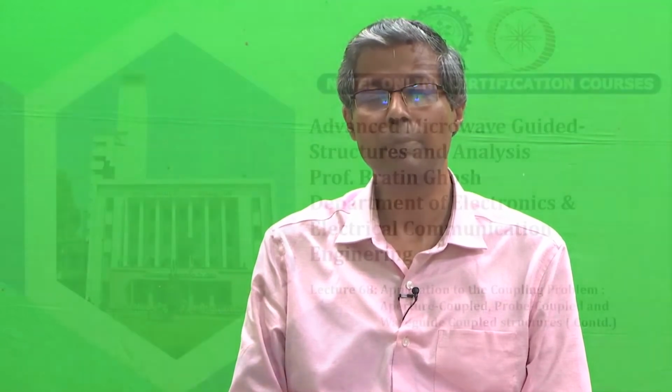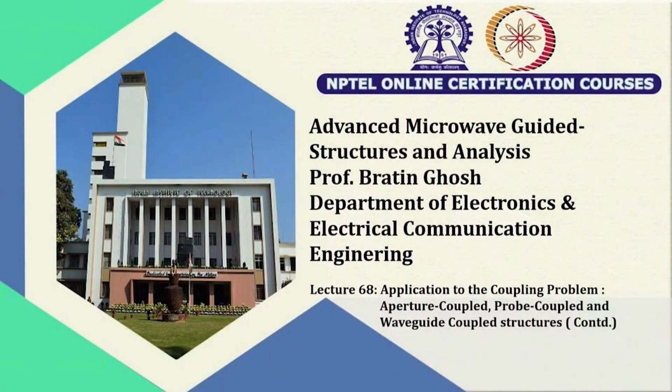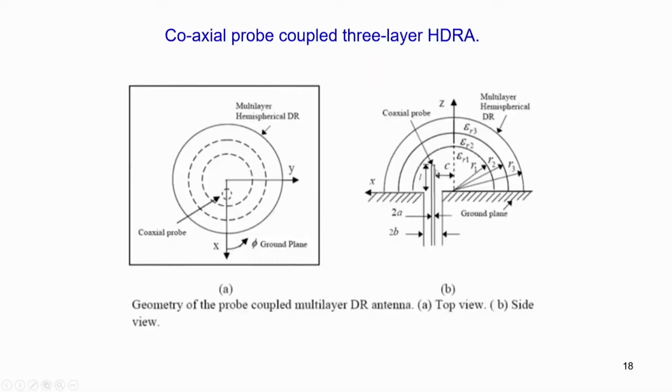So, welcome to this lecture session on the coupling problem and the illustration and application of the coupling problem to the dielectric resonator antenna. Let us go to the slides and discuss the probe coupled dielectric resonator antenna configuration. This is the configuration of the probe coupled dielectric resonator antenna. You see, this is a 3-layer dielectric resonator antenna with a probe in the first layer.